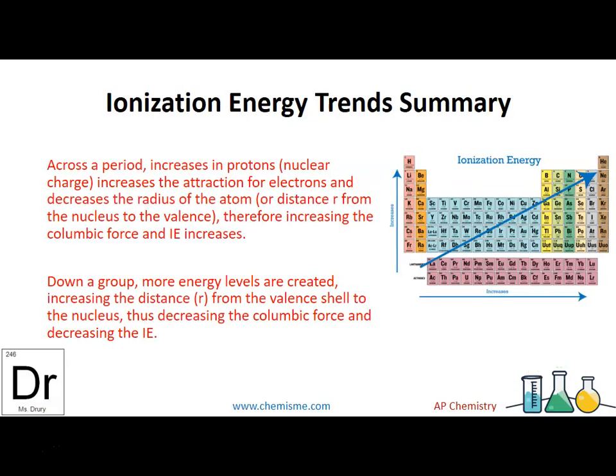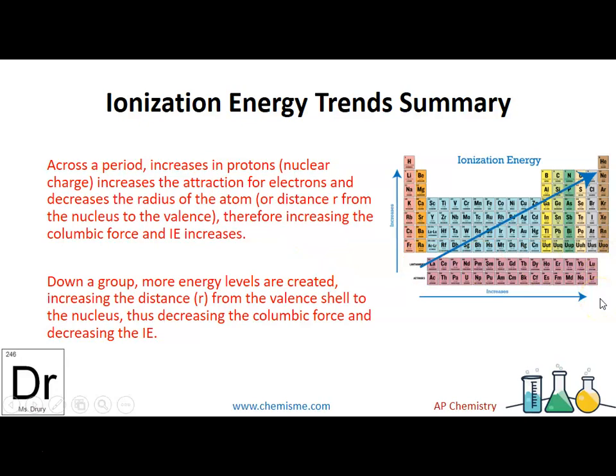So here's the general summary. You might want to pause and write it down. That across a period, you increase protons and therefore increase your nuclear charge or pull. And that increases the attraction for electrons and decreases the radius of the atom, or the distance r. And therefore it increases the Coulomb force and ionization energy. The energy to remove the electron increases, it makes it harder. So ionization energy increases across the table.